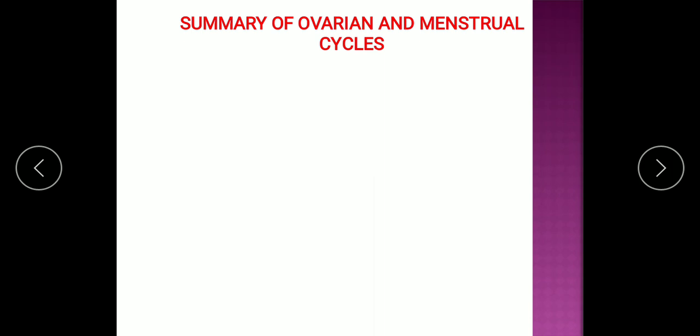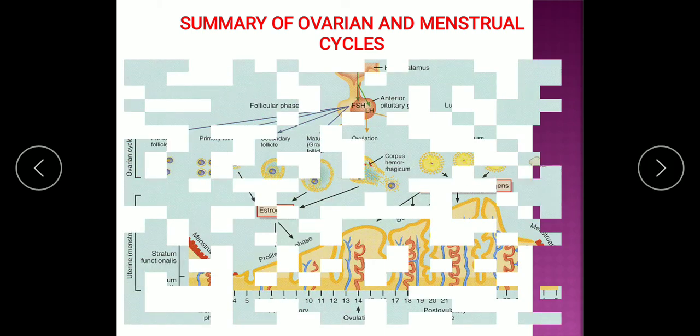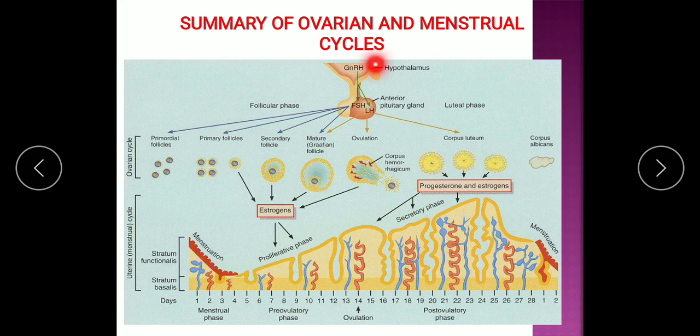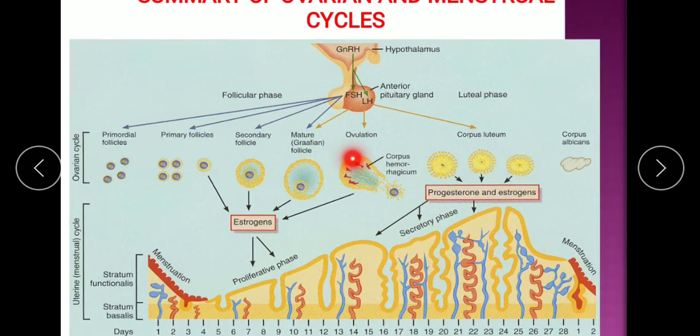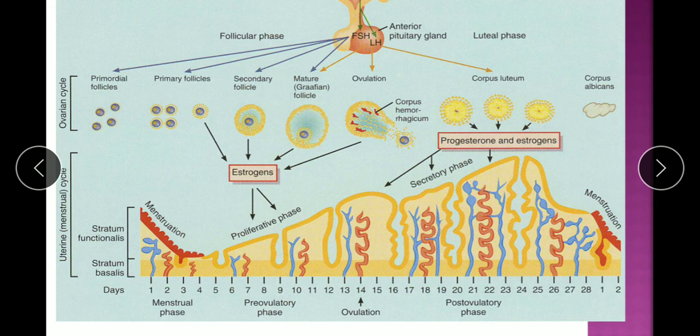Next, a summary of the ovarian and menstrual cycles. In both the ovarian cycle and the menstrual cycle, the hypothalamus secretes gonadotropin-releasing hormone. Gonadotropin-releasing hormone stimulates the anterior pituitary gland to secrete FSH and LH, follicle stimulating hormone and luteinizing hormone. FSH and LH regulate the changes in the ovaries and uterus. In the ovarian cycle, FSH stimulates the primordial follicles, then primary follicles, secondary follicles, and mature follicles or graafian follicles.